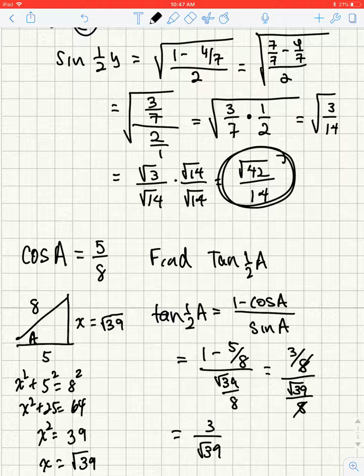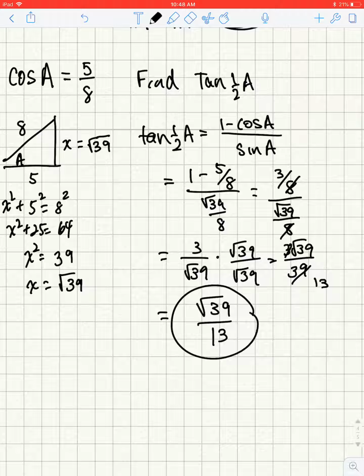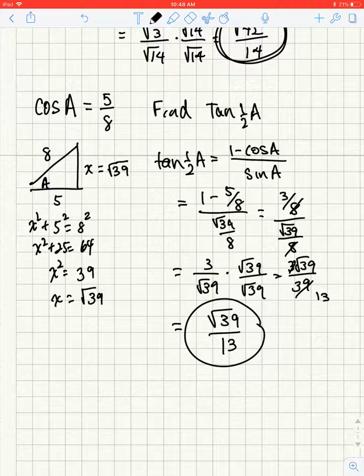Now they're going to probably want you to rationalize the denominator. So you're going to do times root 39 over root 39, giving us 3 root 39 over 39. And then just make sure you simplify a little bit more, because 3 does go into 39 13 times, and you get root 39 over 13, and then just leave it like that. So that would be your solution there.